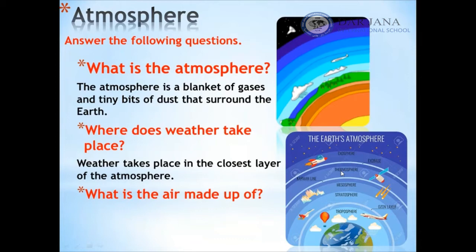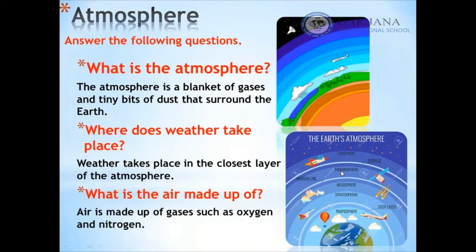What is air made up of? Talking about air, we all know that we breathe air. And specifically, we breathe a gas in the air called oxygen. So the air is made up of many gases, such as the oxygen that we breathe, carbon dioxide that we exhale, and for example, nitrogen. So we need to know that the atmosphere is a blanket of gases. We need to know that the weather takes place in the closest layer of the atmosphere, and that air is made up of many gases, all mixed together.